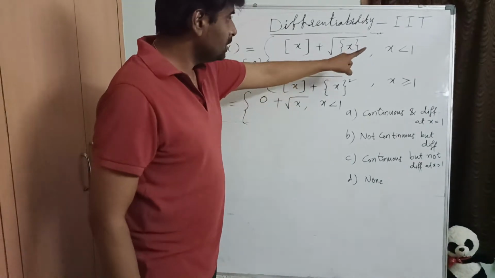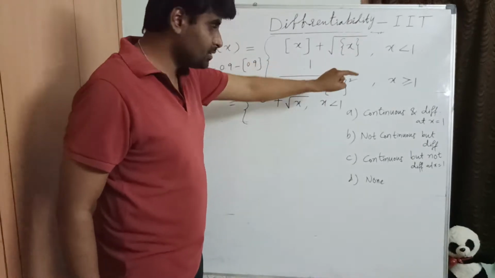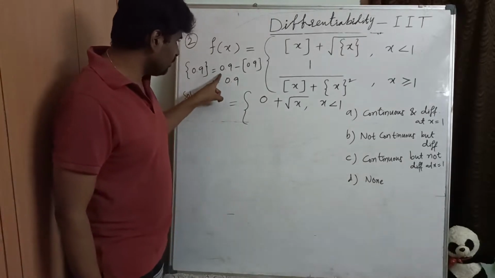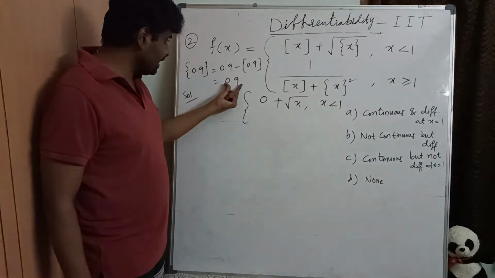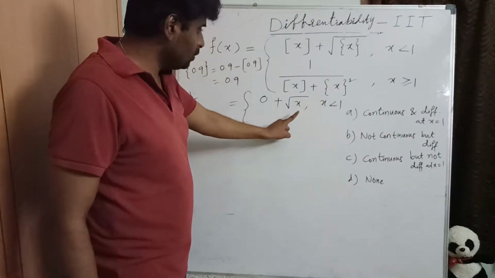Hope you have understood. Less than 1 means 0 point something. If you substitute 0 point something in place of fractional part, 0 point that thing minus step of 0 point that thing, which is 0. So again we will get that inside term back. So that term I wrote back.